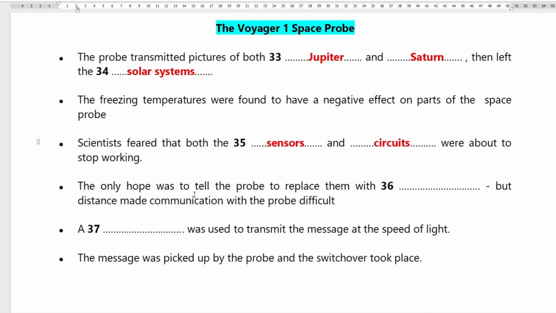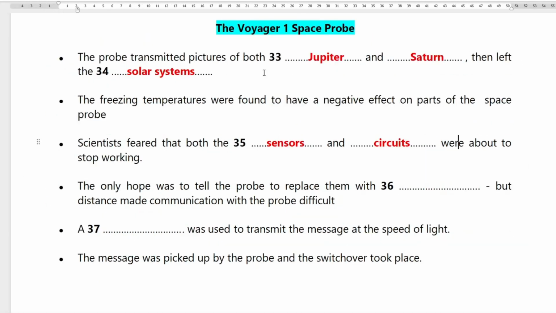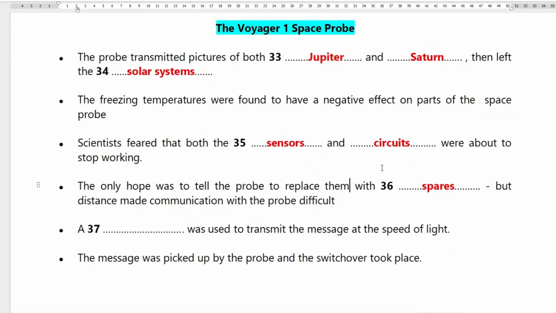The only hope was to tell the probe to replace them with something, but distance made communication with the probe difficult. The solution was to get a message to Voyager 1 to instruct it to use spares to change the failing parts. Replace them with spares? Yeah, probably. To tell the probe means to instruct it to use spares to change the failing parts.